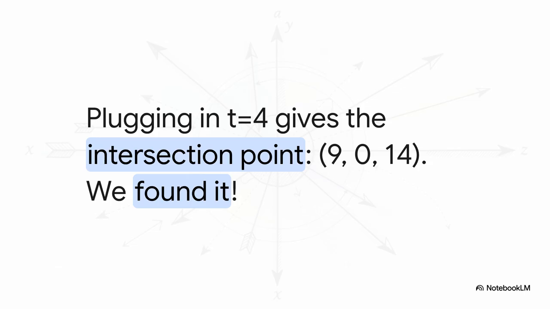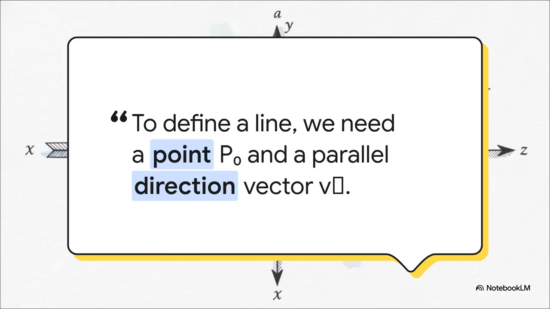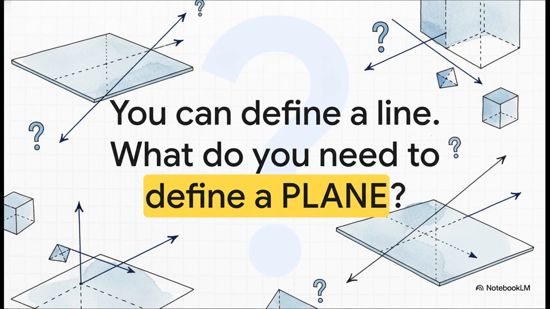We did it! So when you boil it all down, what's the one big takeaway here? It's really simple. To define any line anywhere in 3D space, you only ever need two things: a point to start from and a vector to tell you which direction to go. That's the whole game. So we've totally got lines down. A line is a one-dimensional thing, and it needs a point and a direction vector.